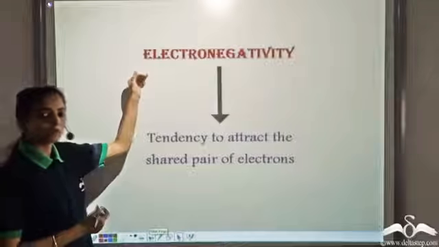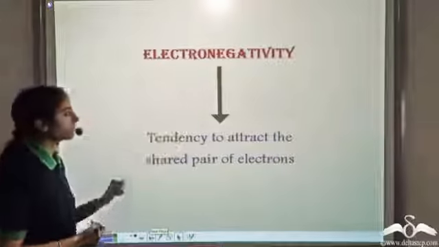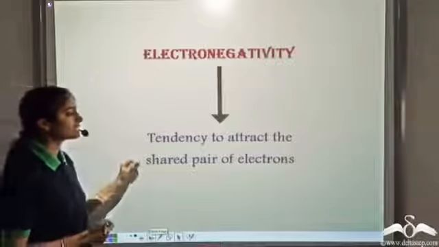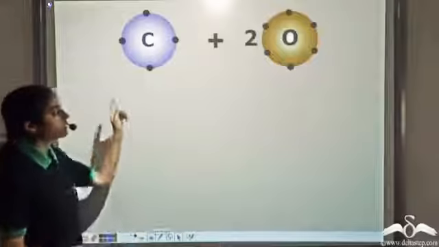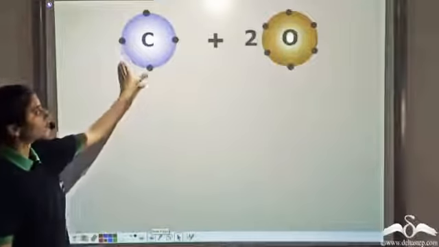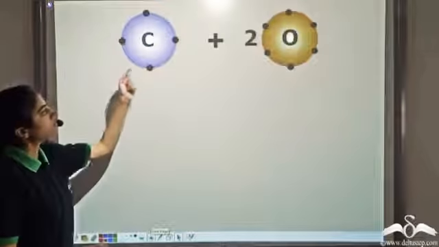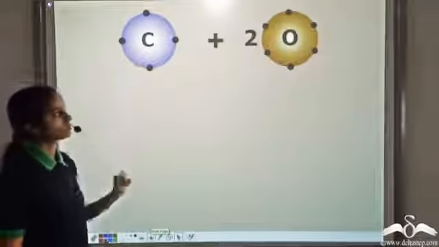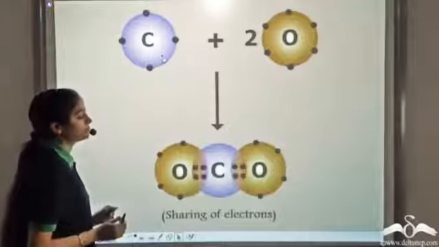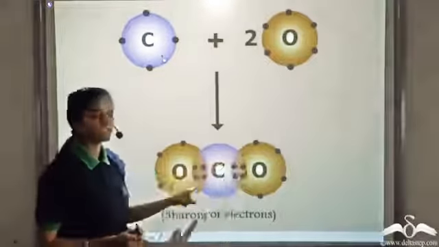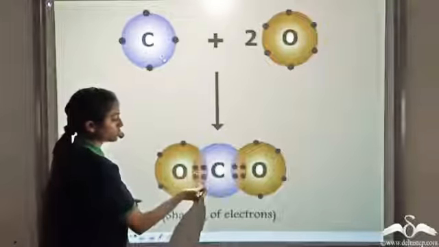One such important property related to the elements is their electronegativity. Electronegativity is the tendency to attract the shared pair of electrons. When atoms combine, we know that a carbon atom has 4 valence electrons. To complete its octet, it shares electrons. So 2 oxygen atoms combine with the carbon atom, and they form a CO2 molecule.